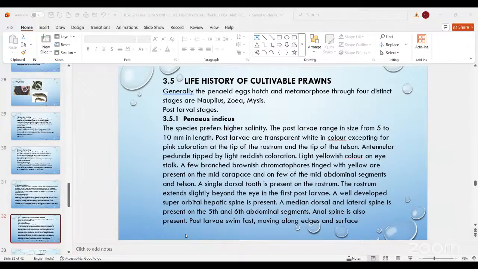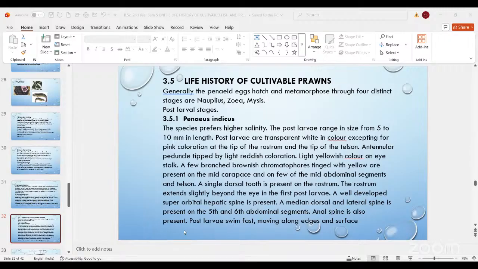Now let us learn about the life history of cultivable prawns. Generally, the penaeid eggs hatch and metamorphose through four distinct stages: Nauplius, zoea, mysis, and post-larval stages. The first one is Penaeus indicus. This species prefers higher salinity. The post-larvae range in size from 5 to 10 mm in length.